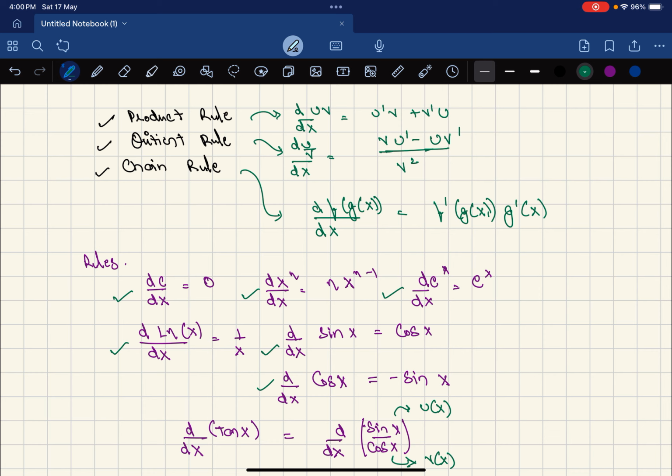So this is it from this particular session. In the next one, we might be looking at some of the applications of the derivatives we have seen in this session.